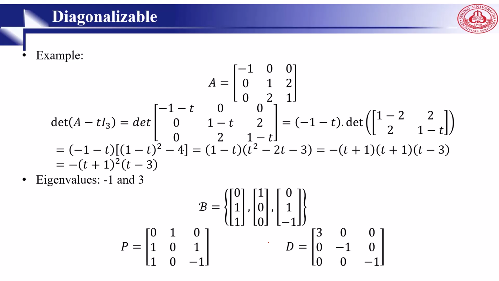We will have more examples to understand the concept. Here is a 3 by 3 matrix. First, we need to find the characteristic polynomial. This is what we do. A minus t identity. t identity in this case is what? t.